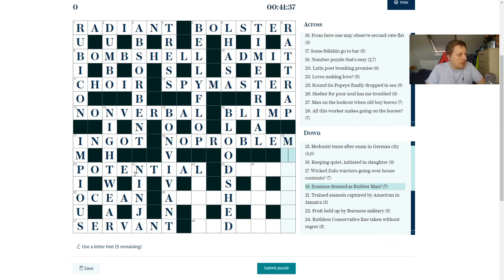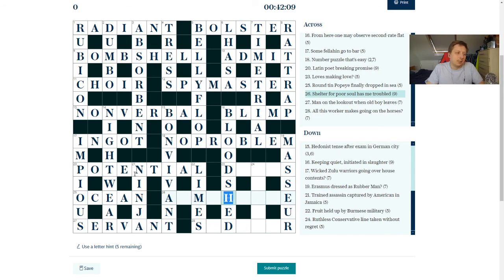Let's have a look at 22 down. Fruit held up by Burmese military. Yes, that's limes, because it's literally there in the clue, reversed. 19 across is an anagram. Can I have the answer, please? Masseur. Why is it masseur? Erasmus dressed, and then rubber man, being masseur.